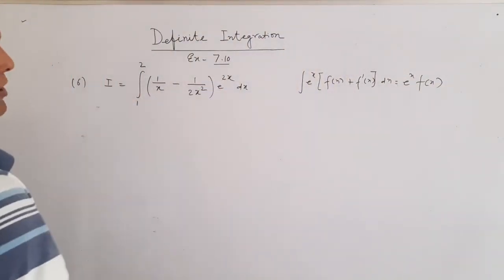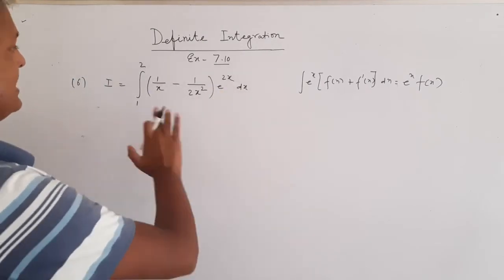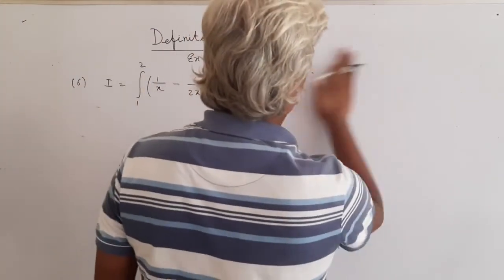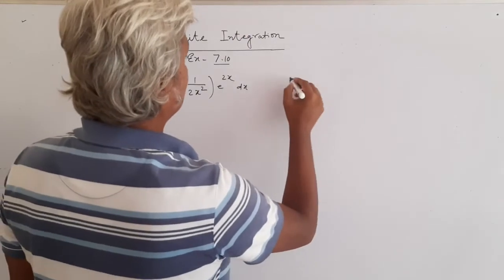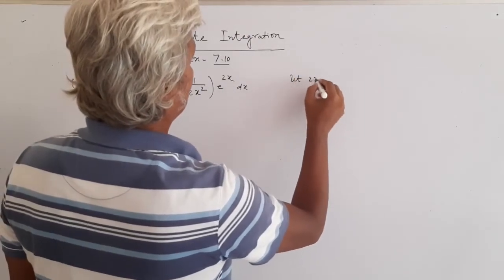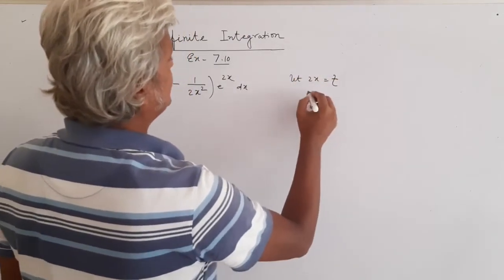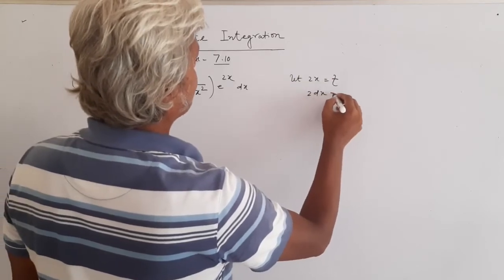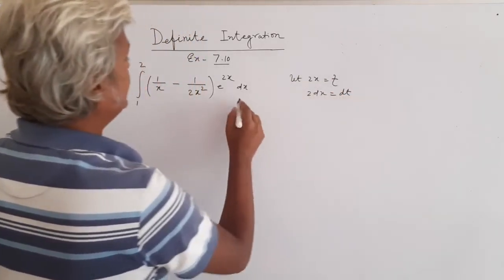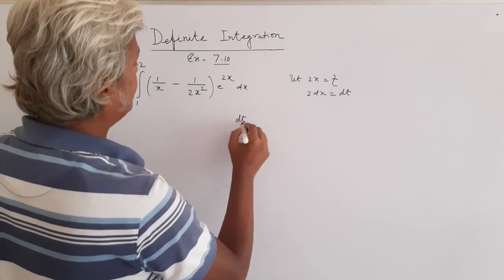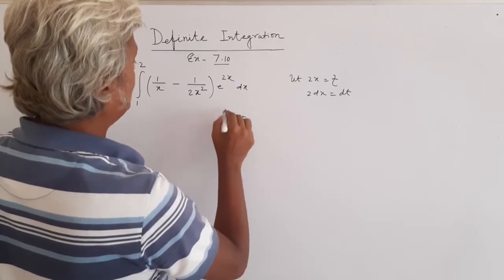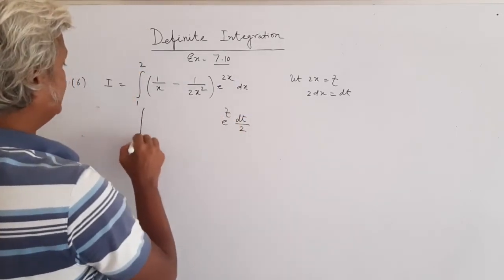But we have e to the power 2x. We don't have e to the power x, which means I think we need to make a substitution here. So first I'll write: let 2x be t. So 2 dx is dt. So x dx will become dt by 2, e to the power t.